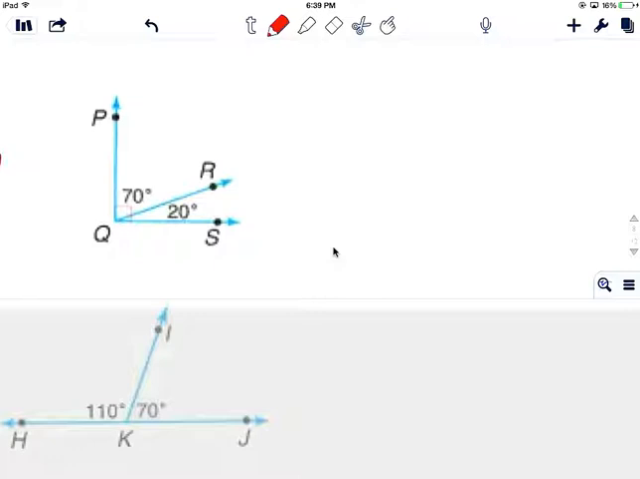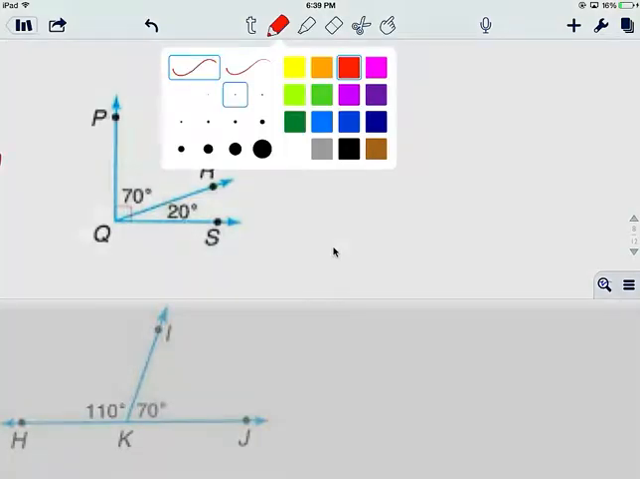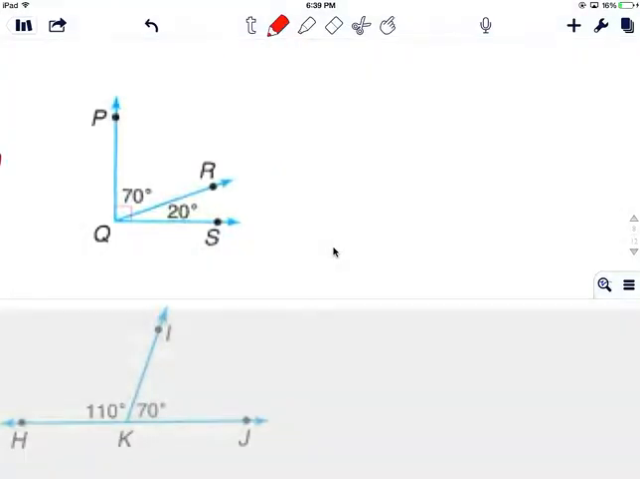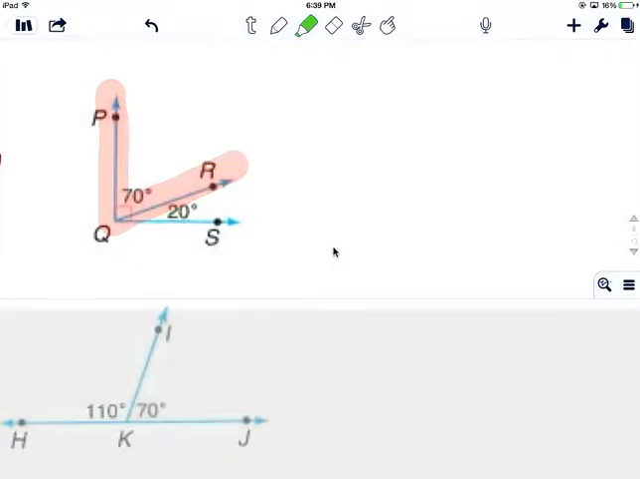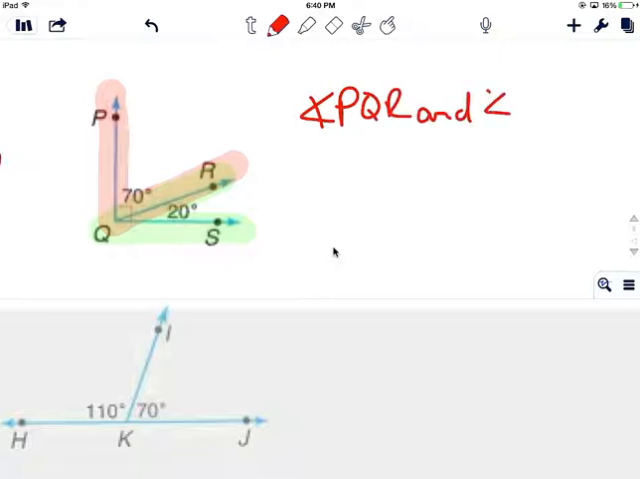Second set here, you've got to be a little bit more careful. We do have two angles here that are complementary. First one would be PQR, and then the second angle would be RQS. I can see that those two add up to be 90 degrees. So angle PQR and angle RQS are complementary.